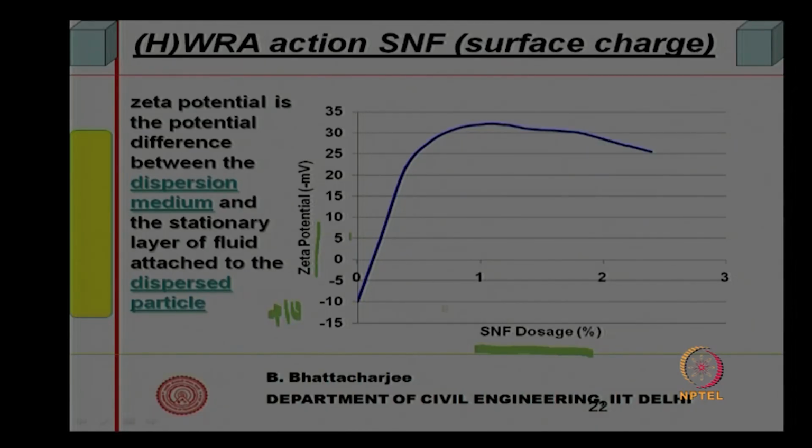So, as you increase the SNF dose, the negative zeta potential increases, but beyond a point of course it does not increase further, which tells us that possibly there is an optimal dosage beyond which there is no further improvement by adding SNF. This may also be true for SMF or possibly even lignosulfonates. The negative potential has been confirmed by experimental studies through zeta potential studies, and that is what this diagram shows.